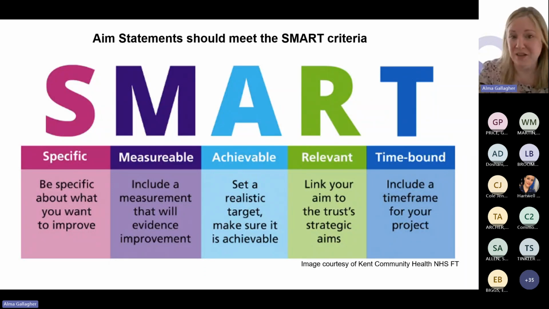That means you need to ask the who, what, by what do you want to increase something or decrease something. It needs to be measurable, so include a measurement that will evidence your improvement. So what is your baseline now? What's telling you that this is a problem that needs to be addressed?